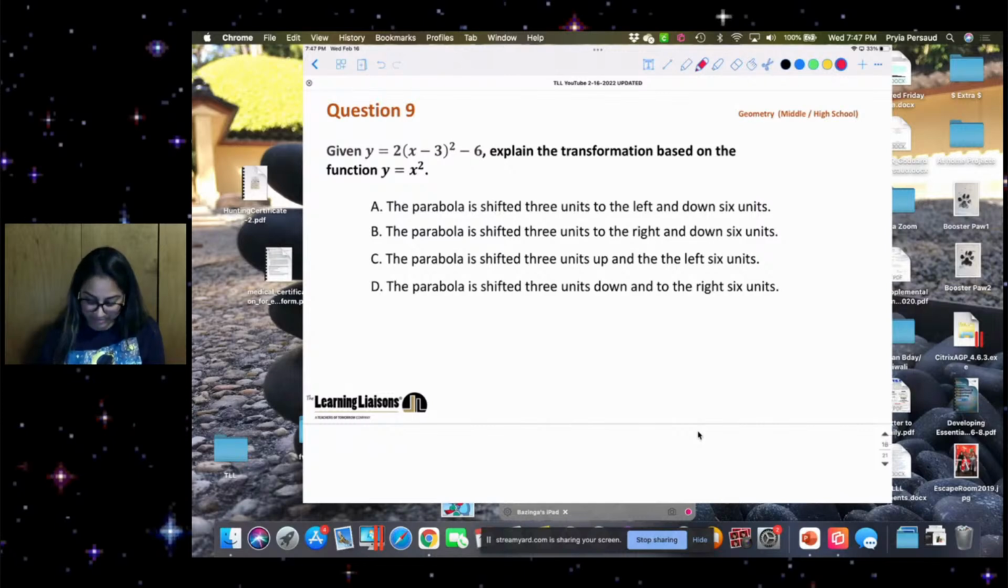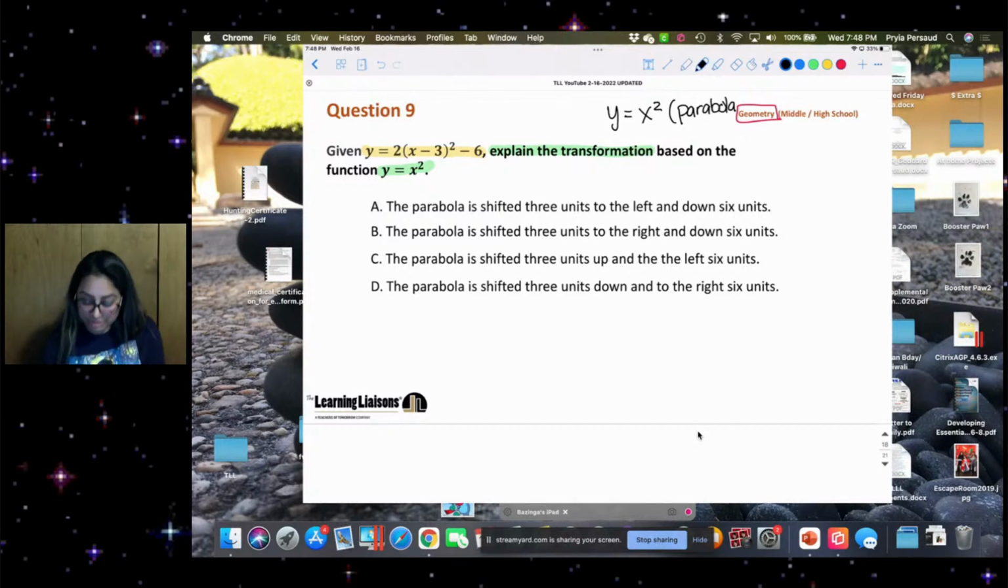Number 9. It is also a geometry problem, middle or high school. So let's read the problem. We're given this equation: y is equal to 2 times the quantity x minus 3, all squared, minus 6, and they want us to explain the transformation based on this function. Well, what do I know about the functions that they gave me? I know that y equals x squared is the parent function for a parabola.